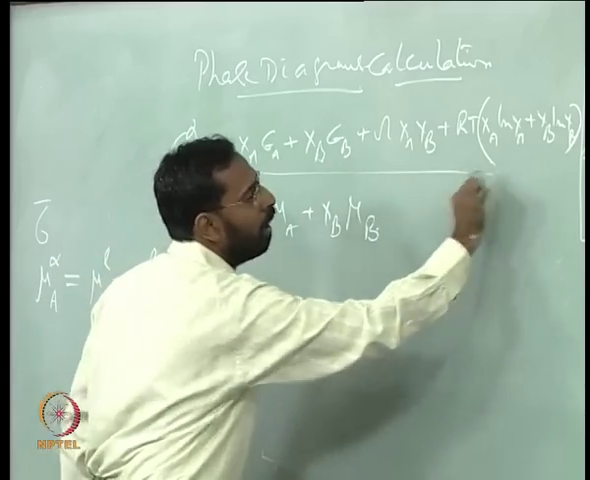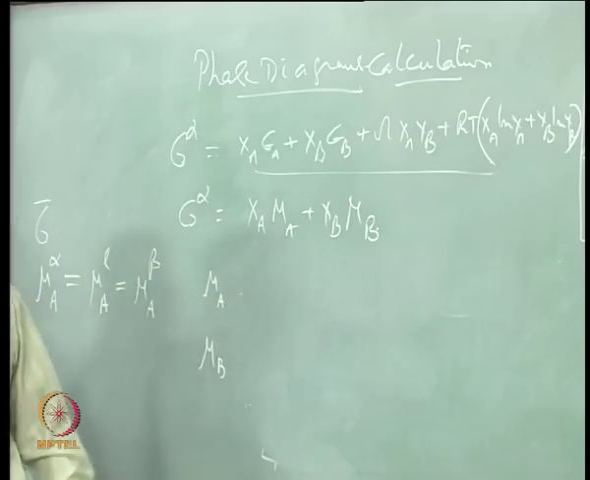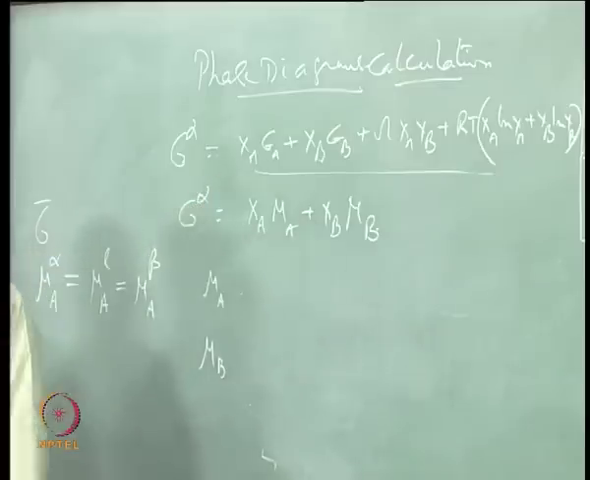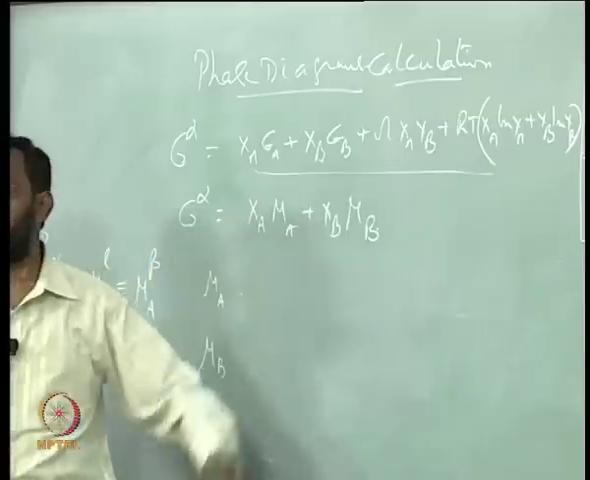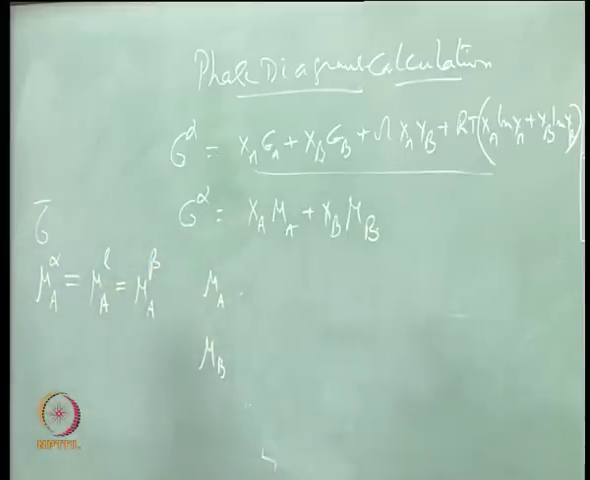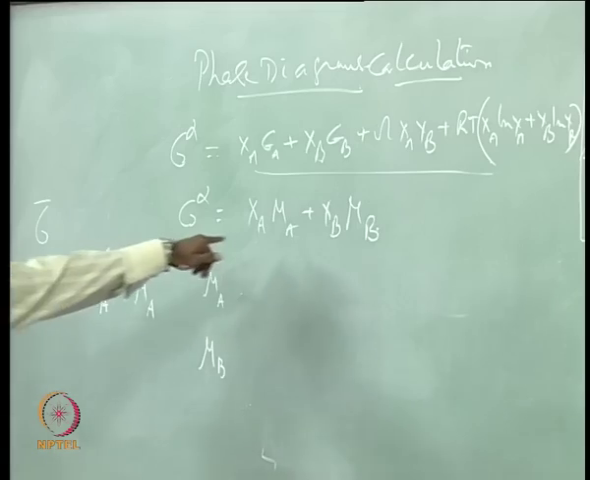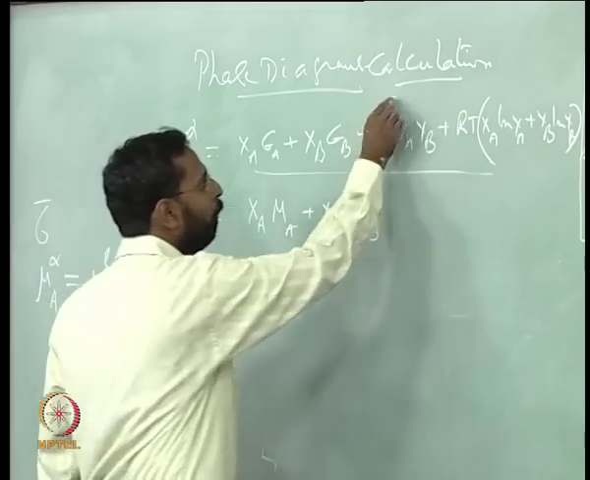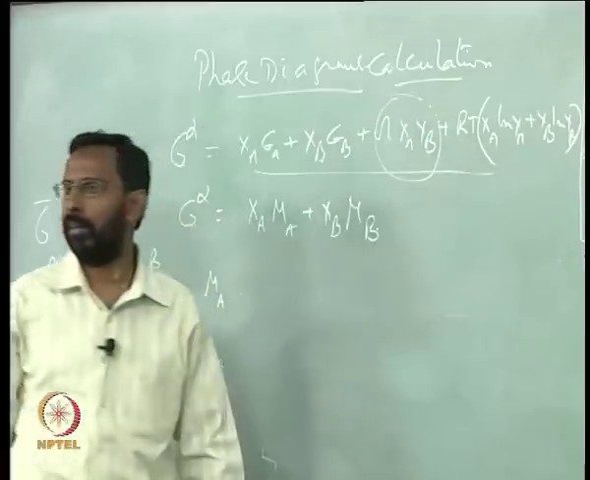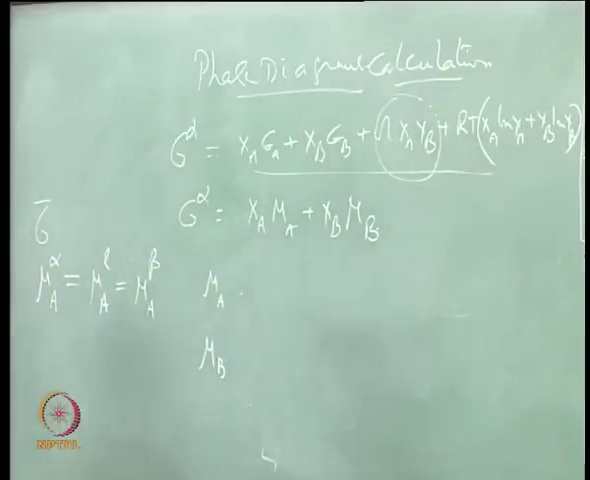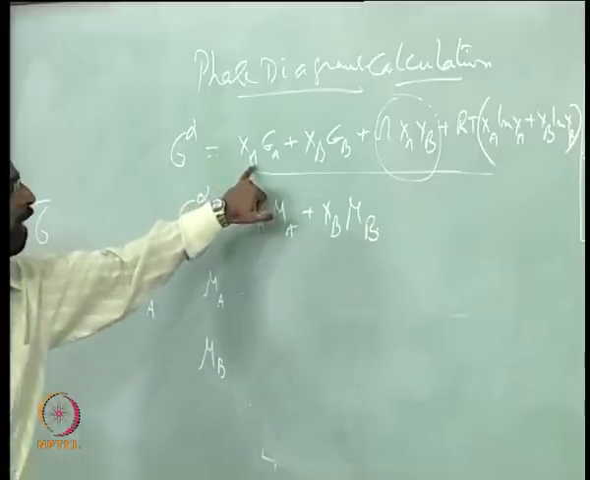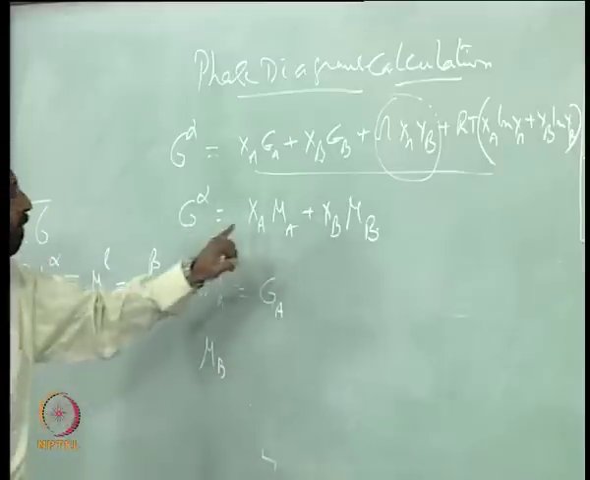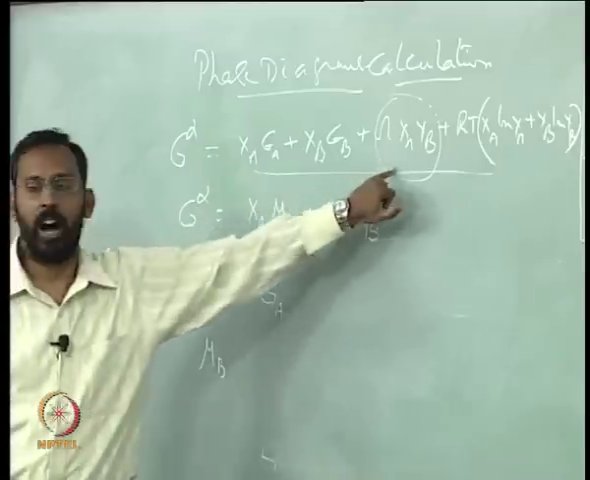from this expression. What you have to do is look at all the terms which have XA as the coefficient and all those terms which have XB as a coefficient, take them out, and then equate them to mu A and mu B. So, in this particular term you have both XA and XB in it. Here, for example, XA is there, so I can say mu A equal to GA, because this is XA, but in this term how do I do it?